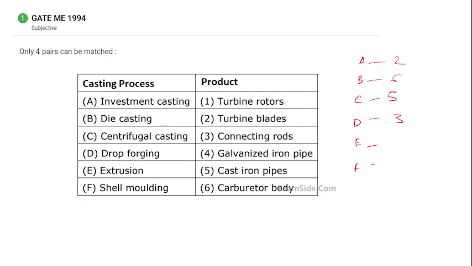Whatever is written on your screen is correct till now. Whoever answered that, now tell me for E and F. E would be 4, galvanized iron pipe. Correct. F is 6? Now think again. F is 1, tube and rollers. Ma'am, I did not understand A's 4, the rest I got. Extrusion you haven't read yet, but galvanized iron pipes are made by extrusion.